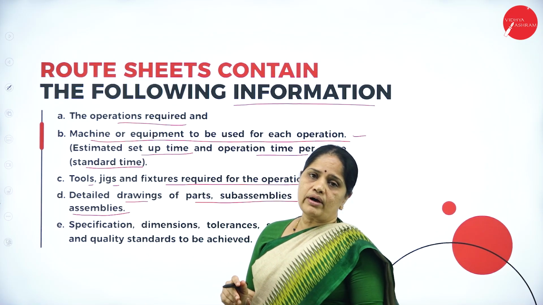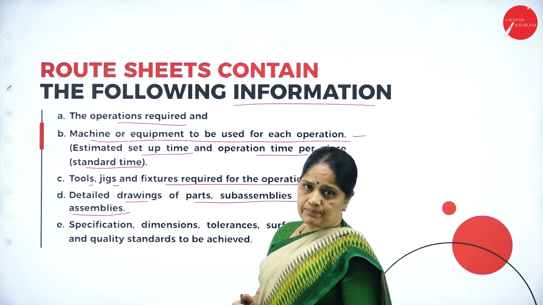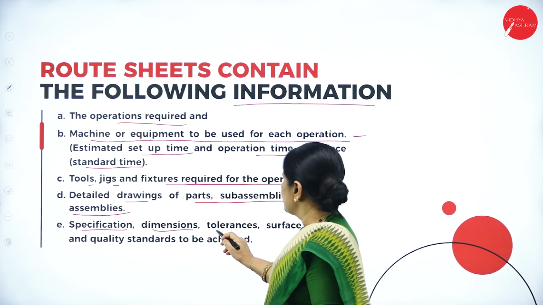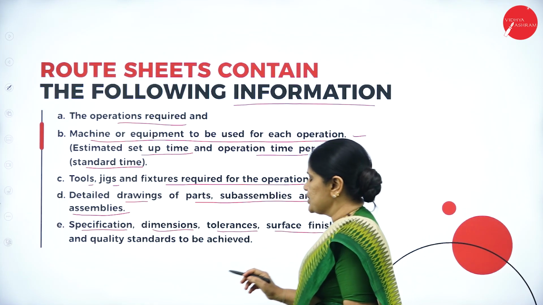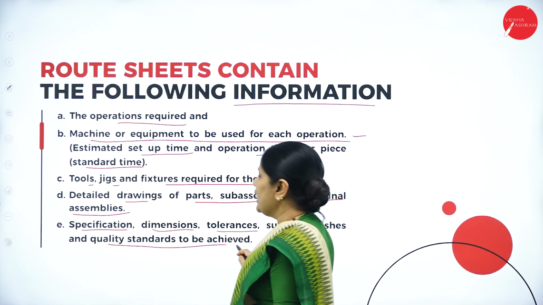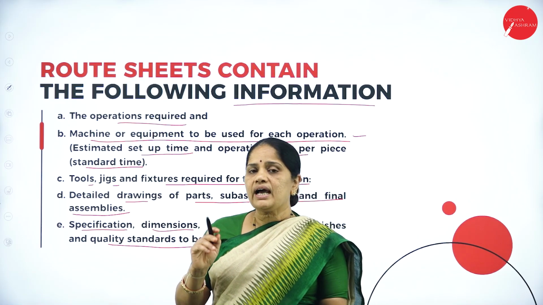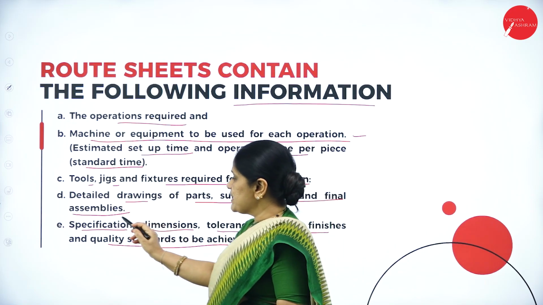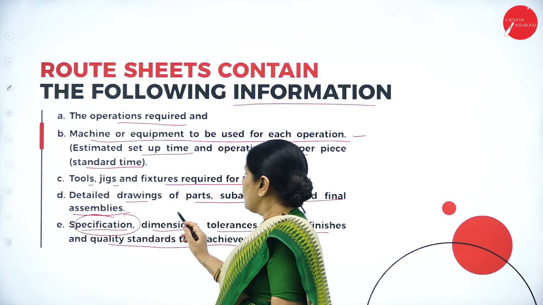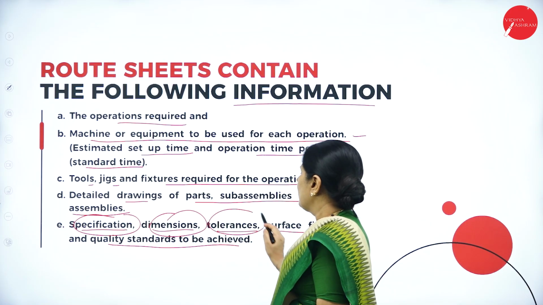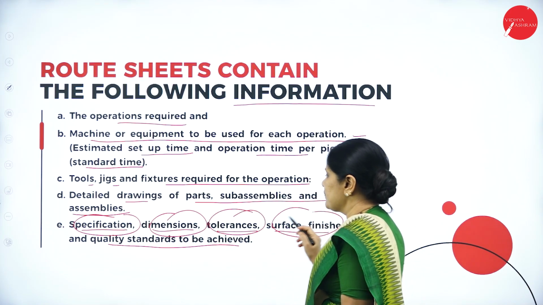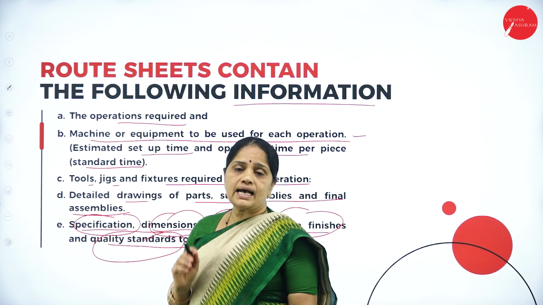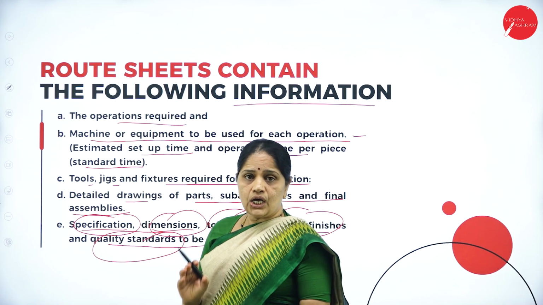What are the detailed drawings and parts of sub-assemblies and final assemblies? Then specification, dimension, tolerances, surface finishes and quality standards to be achieved. So we have to have a neat sketch of what is the production process. So what is the specification of each of the product? What is the dimension of each of them? What is the tolerance, the surface finish and the quality standards to be achieved? So all of this has to be neatly done in the route sheet.